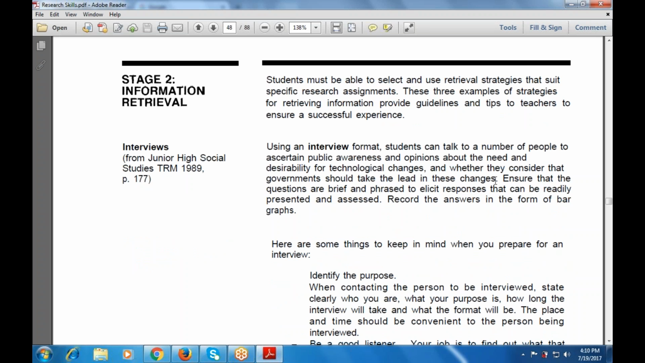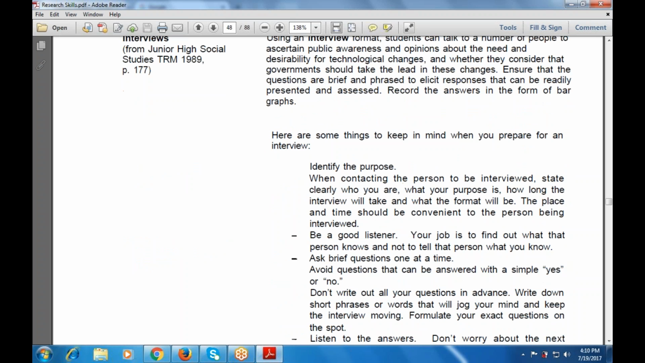First is to identify the main purpose. So when contacting the person to be interviewed, state clearly who you are and what your purpose is, how long the interview will take and what the format will be. Place and time should be convenient to the person being interviewed.